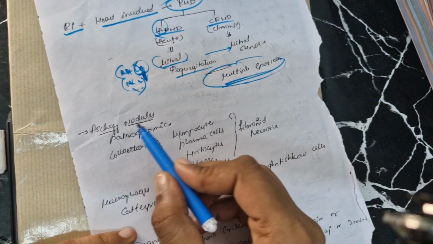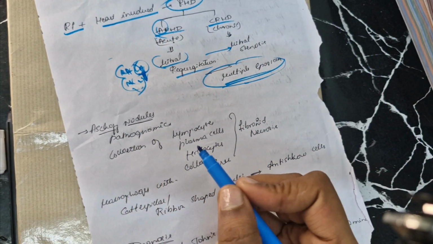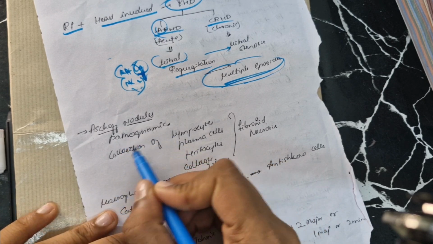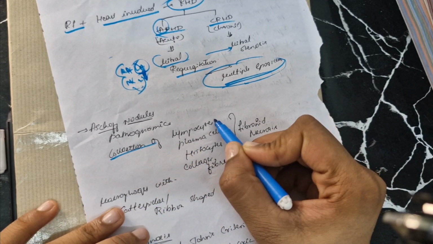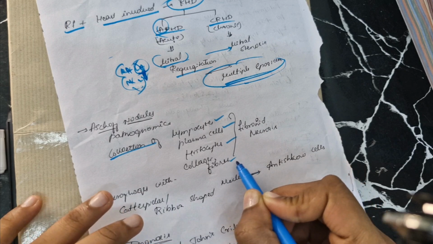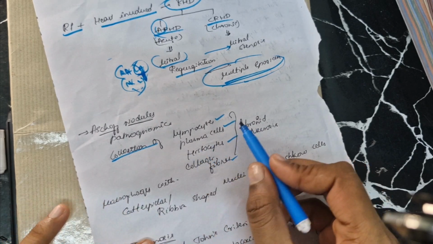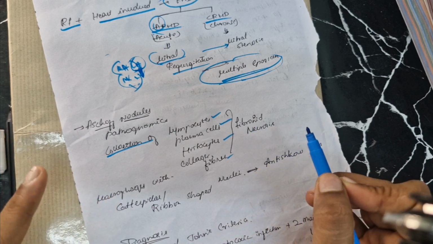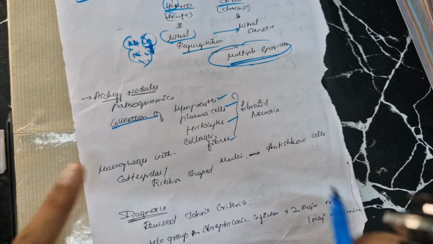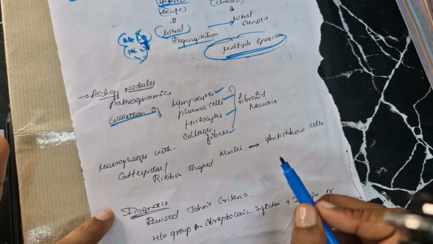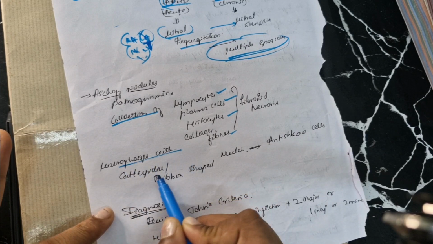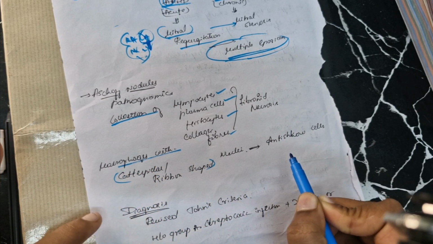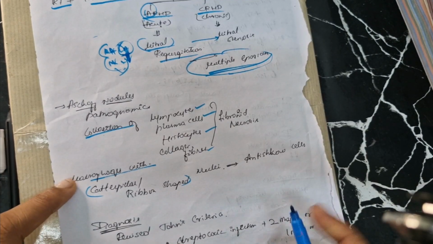You can see Aschoff nodules in rheumatic heart disease. This is pathognomonic. Aschoff nodules are a collection of lymphocytes, plasma cells, histiocytes, and collagen fibers. The necrosis you see in Aschoff nodules is fibrinoid necrosis, which usually occurs in arteries. Then the macrophages will have caterpillar or ribbon shaped nuclei. These are known as Anitschkow cells.